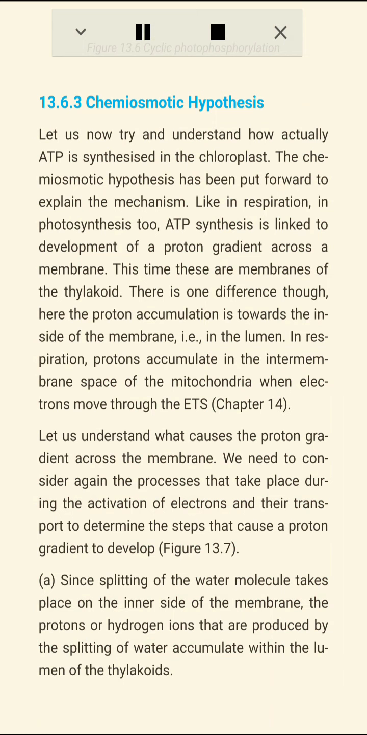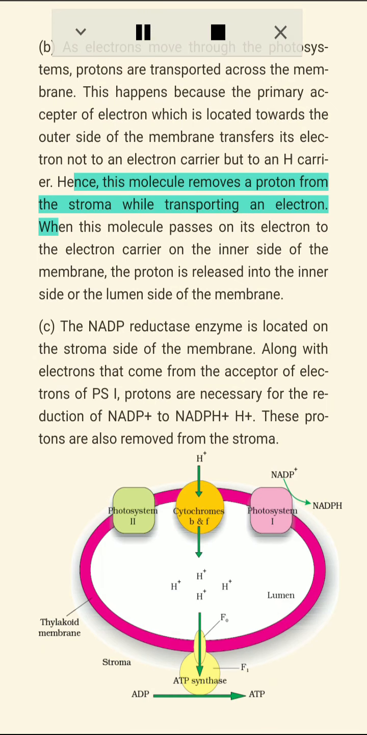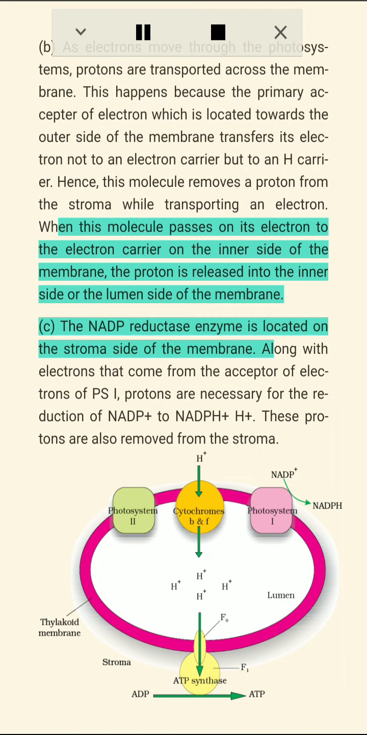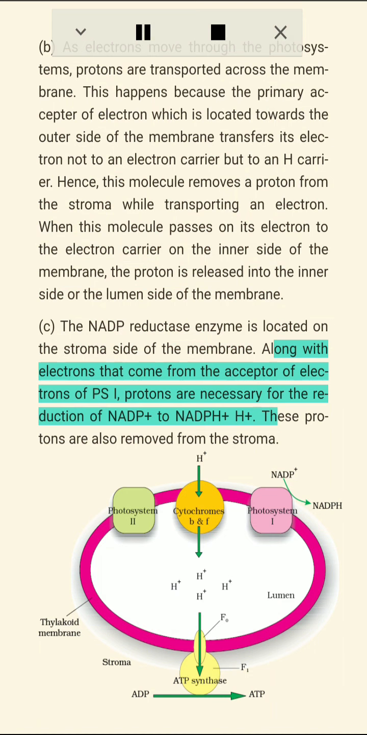As electrons move through the photosystems, protons are transported across the membrane. This happens because the primary acceptor of electron, which is located towards the outer side of the membrane, transfers its electron not to an electron carrier but to an H carrier. Hence, this molecule removes a proton from the stroma while transporting an electron. When this molecule passes on its electron to the electron carrier on the inner side of the membrane, the proton is released into the inner side or the lumen side of the membrane.